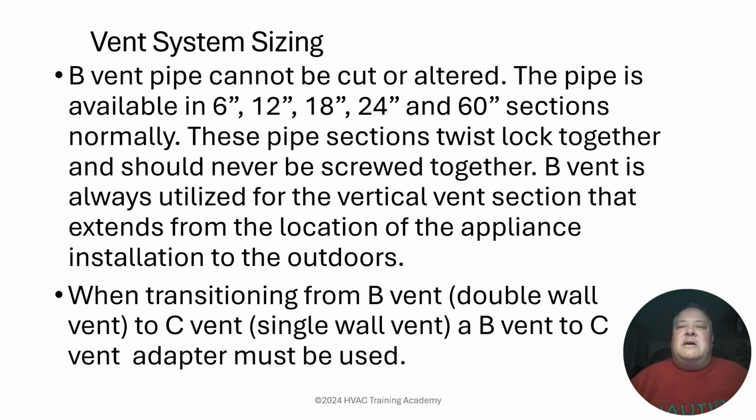B vent is always going to be utilized for the vertical vent section that extends from the location of the appliance to the outdoors. So basically, as it goes through the gut of the house, so to speak, or the sections of the house that are all covered in, that all should be B vent. The only place you should ever see single wall or C vent is going to be in the room where the appliance is located, and it needs to go over to double wall vent before it leaves the room itself. When you're going from B vent to single wall or C vent, or vice versa, it's usually going from C vent to B vent, you're going to use what they call a C vent to B vent adapter, which of course is going to be a piece that you're going to purchase with your venting.